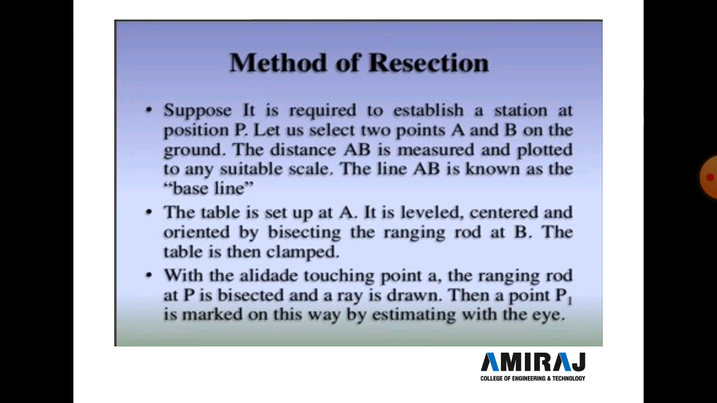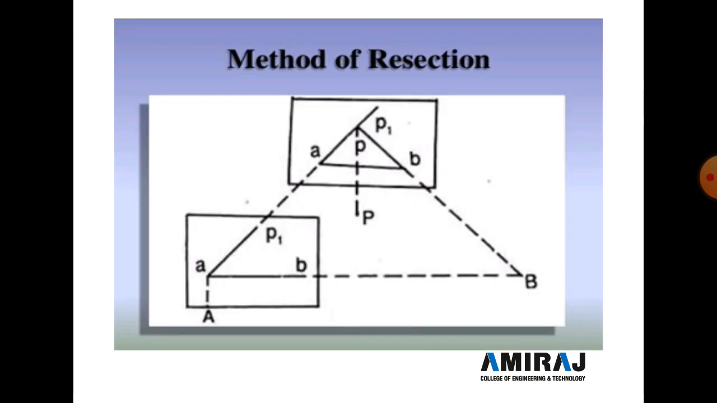So we start with the methods of resection. We discuss from the figure. Suppose it is required to establish a station at a position P. Let us select two points A and B on the ground. The distance AB is measured and plotted to any suitable scale, like 1:1. The line AB is known as the baseline. Like AB distance is 30 meters, so small ab on paper is 30 centimeters.